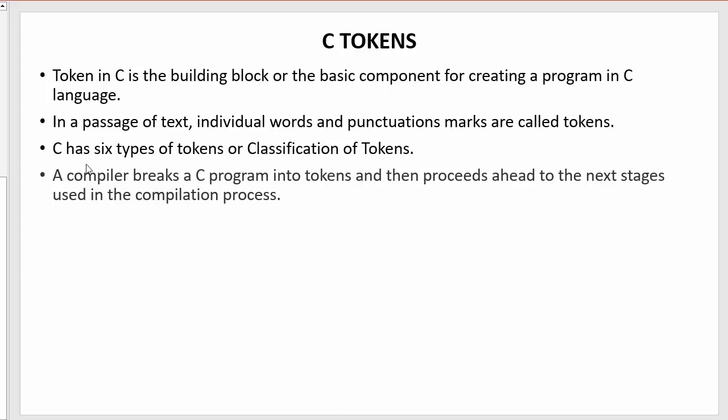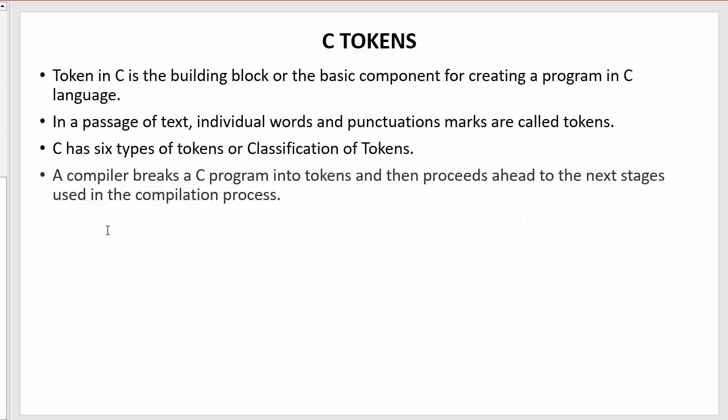Next point is, C has six types of tokens, which we will see in our next slide. A compiler breaks a C program into tokens and then proceeds ahead to the next stages used in the compilation process. So whenever the compiler starts compiling each and every instruction or statement of a C program, it first breaks the entire statements into tokens and then proceeds ahead to perform the various stages or activities of the compilation process.